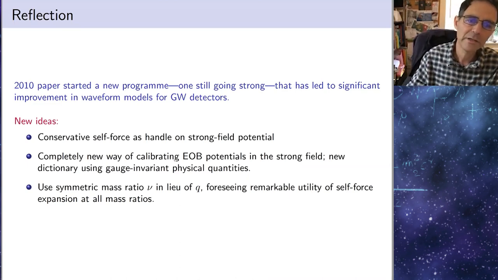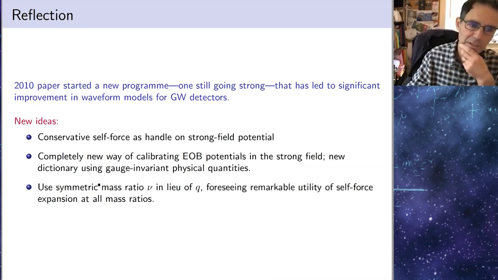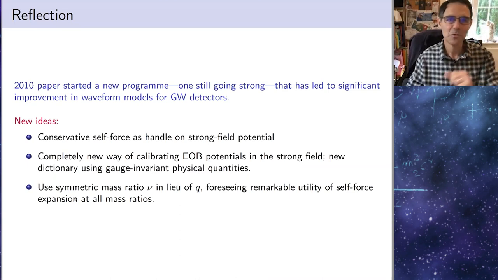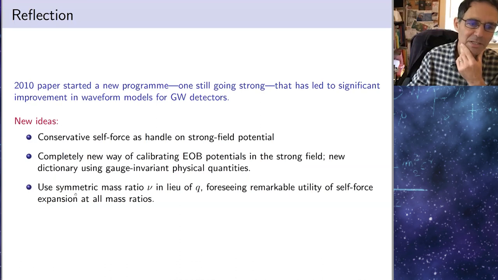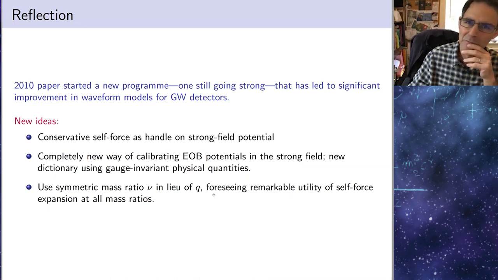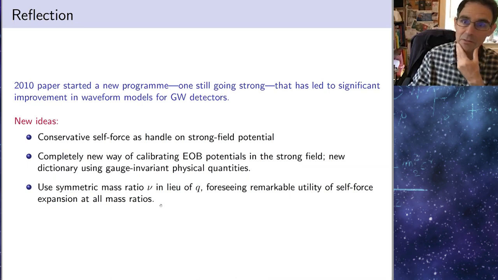A second is a completely new way of calibrating the EOB potential. Beforehand, only PN. Now we have handles in the strong field using self-force information. And the third, and that takes me to Adam's talk, is the insistence on using the symmetric mass ratio instead of the ordinary mass ratios. It wasn't stated explicitly in the paper, but it was foreseeing what would happen next, which was we'll realize that when you do that, you can use self-force information to, in fact, get very accurate results at all mass ratios, as Adam illustrated.